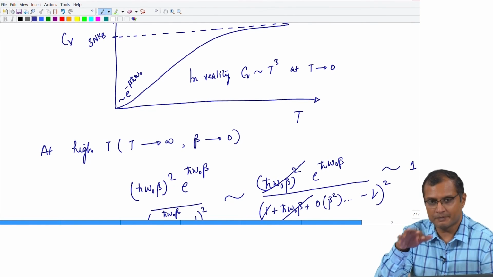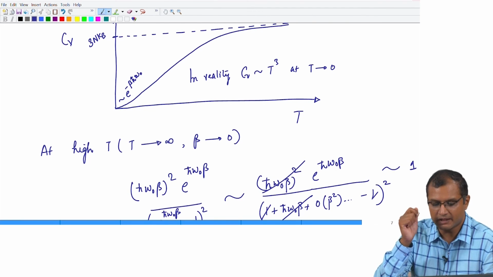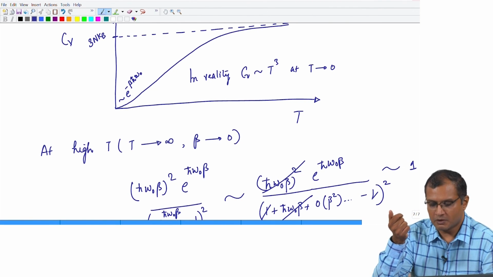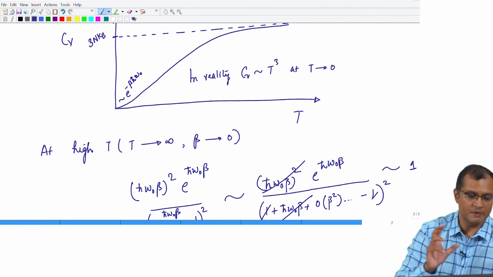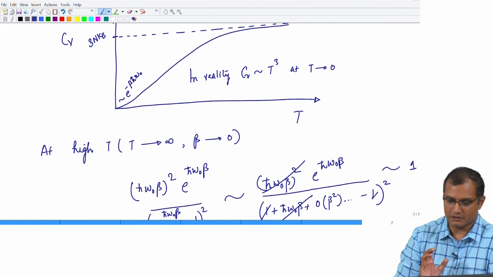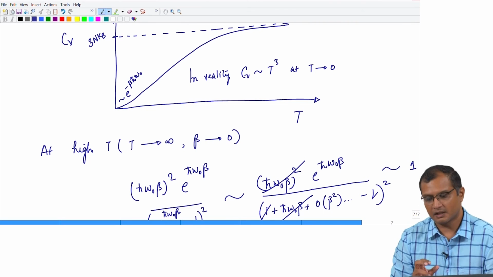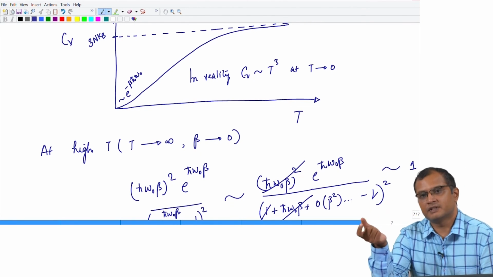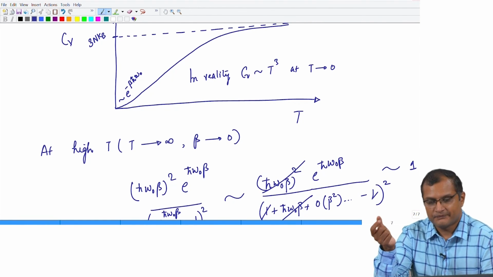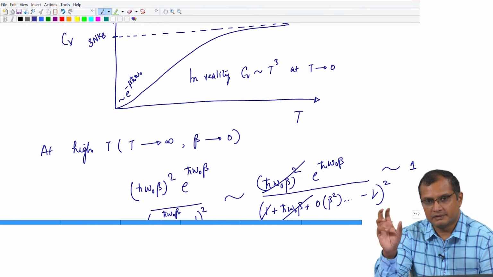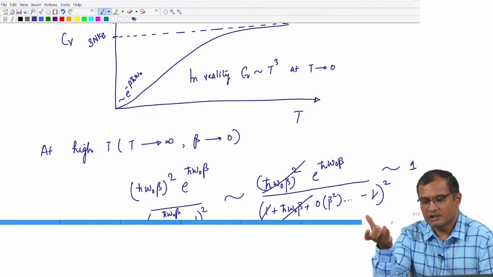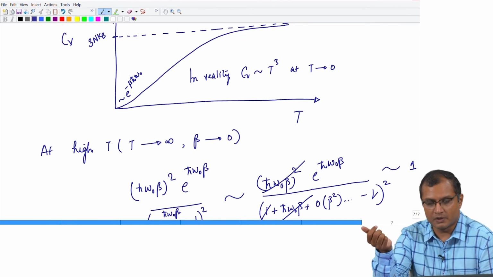In this class we stop here, and when we meet again tomorrow we will talk about corrections to Einstein's law, which goes by the name of Debye's corrections. So, Debye proposed some corrections in terms of the density of states of these lattice oscillators to recover the T cube behavior of heat capacity at low temperatures.